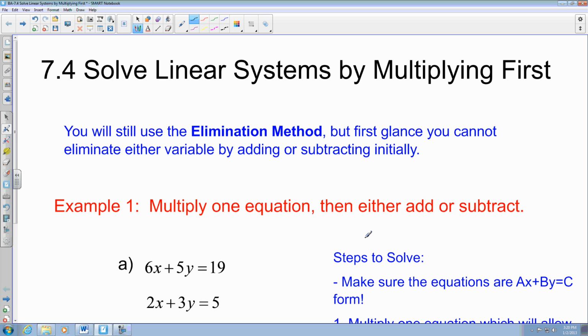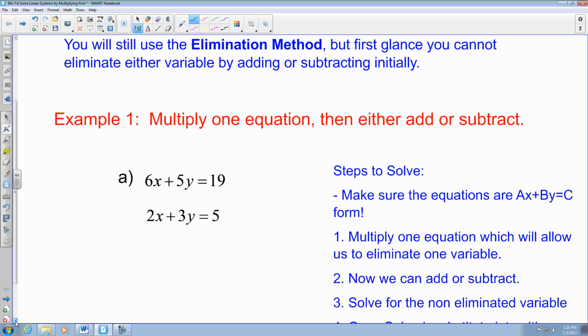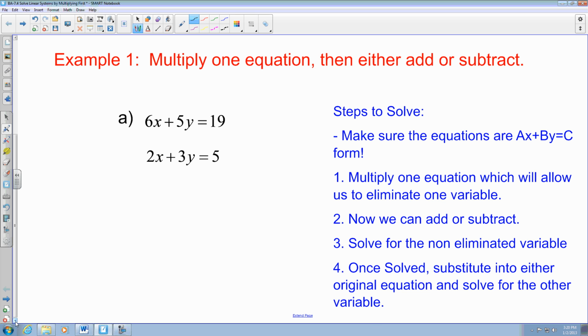Some of the examples I have, you're going to multiply one equation and then add or subtract, or I'm going to have you multiply both equations and then add or subtract. So let's look at the examples. If you look at A, I have 6x plus 5y equals 19, and 2x plus 3y equals 5.